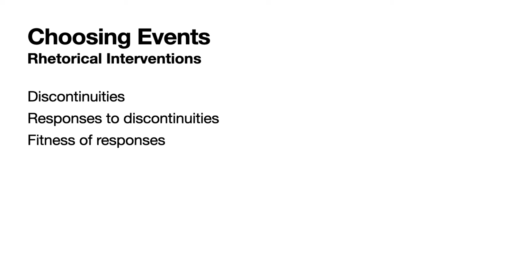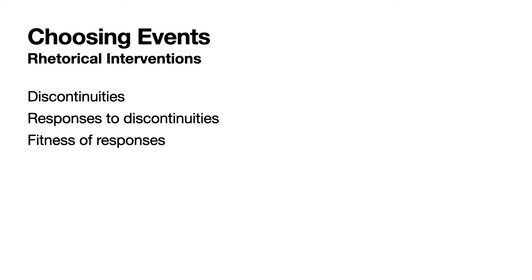The requirement is that these events be rhetorical interventions. I mean, you could even use a statue as a rhetorical intervention, possibly, or another piece of art. So they have to be responding to a discontinuity. They have to be a rhetorical response. They need to be required of the situation. And you need to be able to verify the fitness of the response.